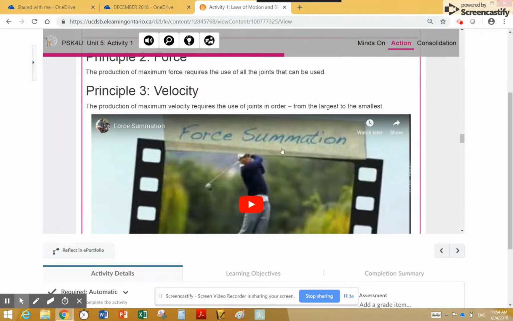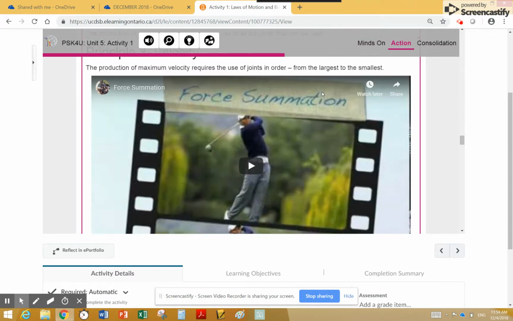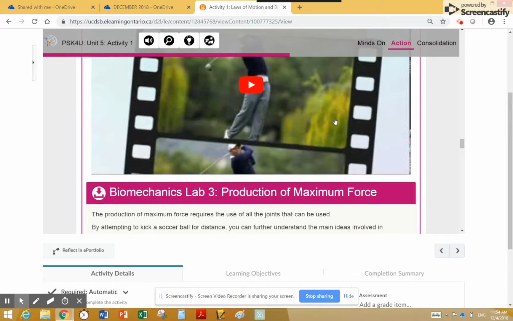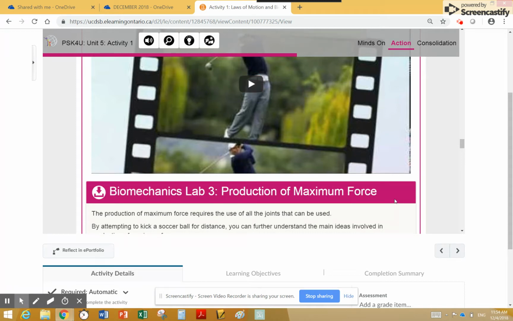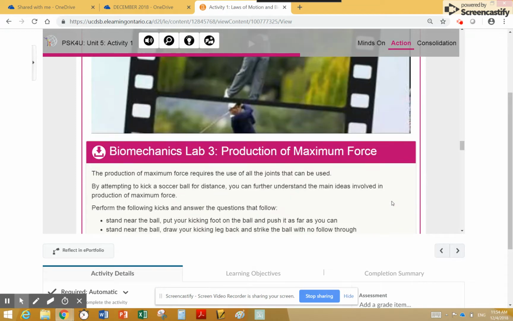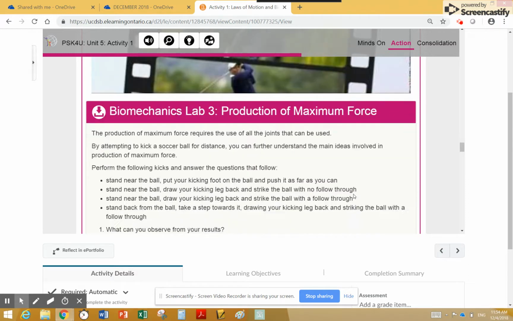Number 3 is velocity. The production of maximum velocity requires the use of joints in order from the largest to smallest. If you think about this in terms of sports, if you don't use the joints in that order, you won't generate the same kind of force. You end up losing different forces, and so the ultimate reaction that you get from it is much less. So it's important to make sure our joints are used in proper order, largest muscles to smallest, in order to get proper performance.